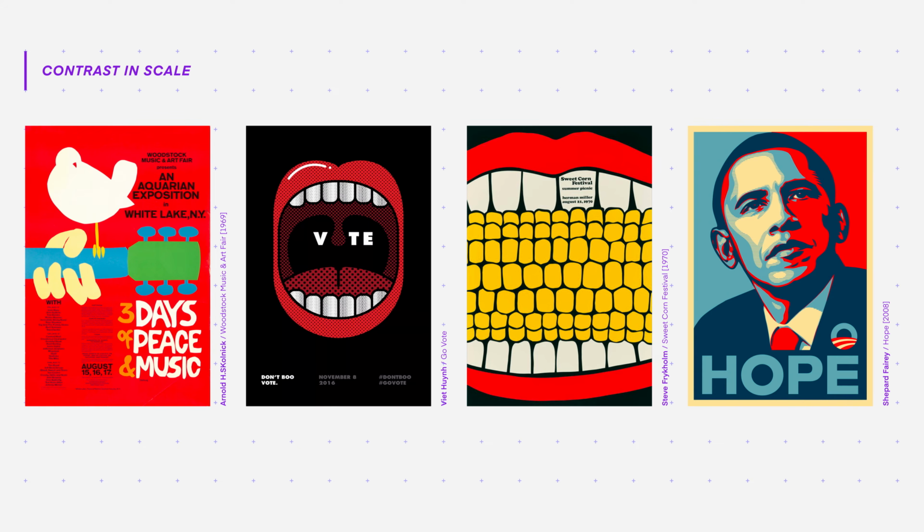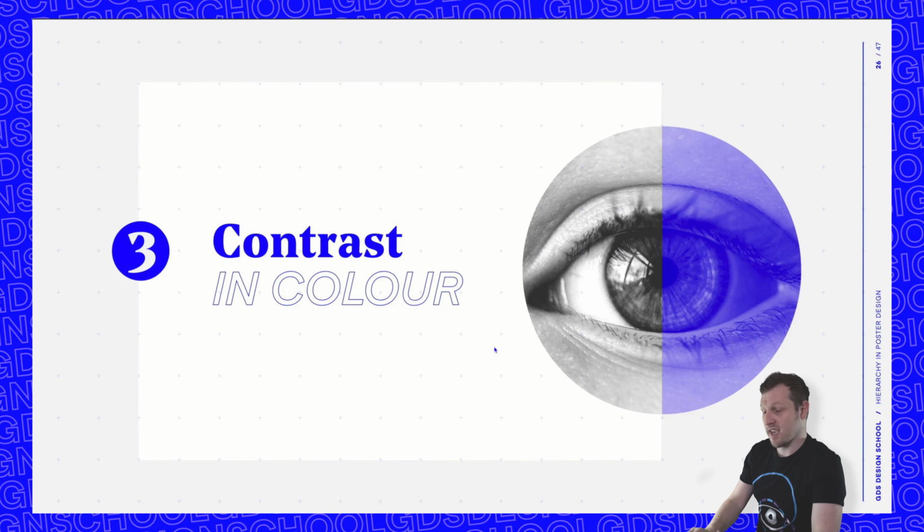This grabs the attention of the eye first, and once noticed, one will move to neighbouring visual elements that are similar, and so on. The next way hierarchy can be achieved is contrast in colour.